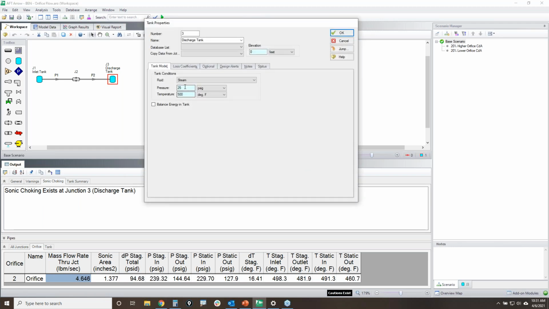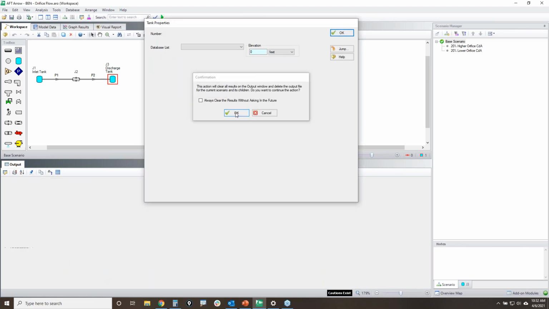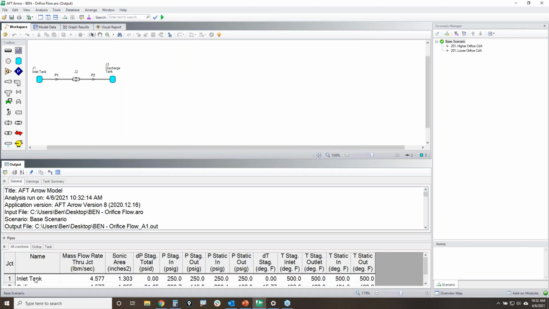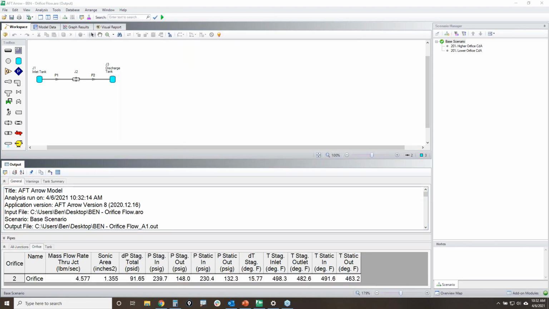So I left this off at 25, or previously I did 50 psig. Let's put this up to 100 psig. So if I put this up to 100 psig and I click OK and I rerun this, well, would you look at that? I have a slightly different flow rate, and look, no sonic choking tabs. So there is no sonic choking in this system. Now, the gas velocity is getting close to reaching sonic speed, but it's not quite there yet.